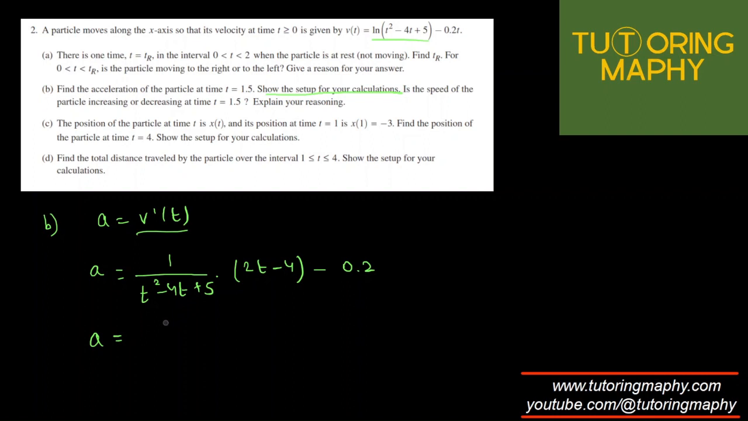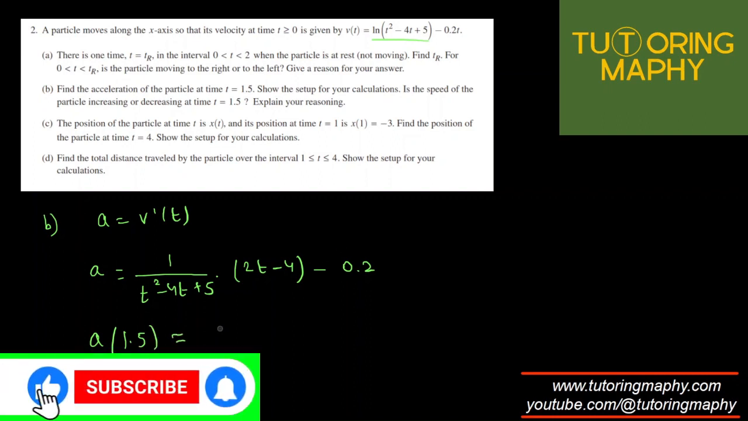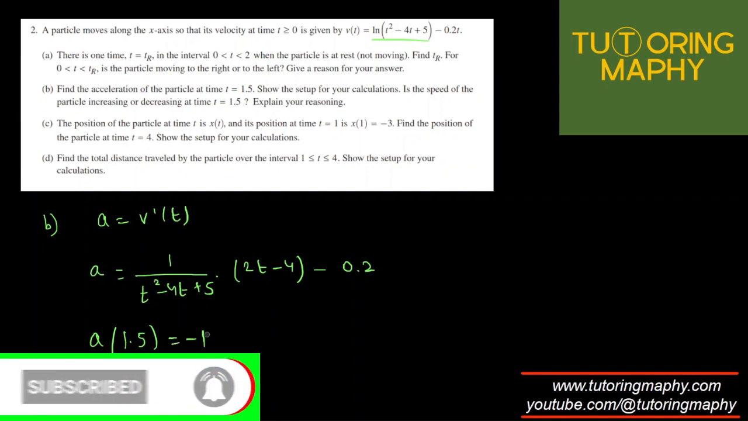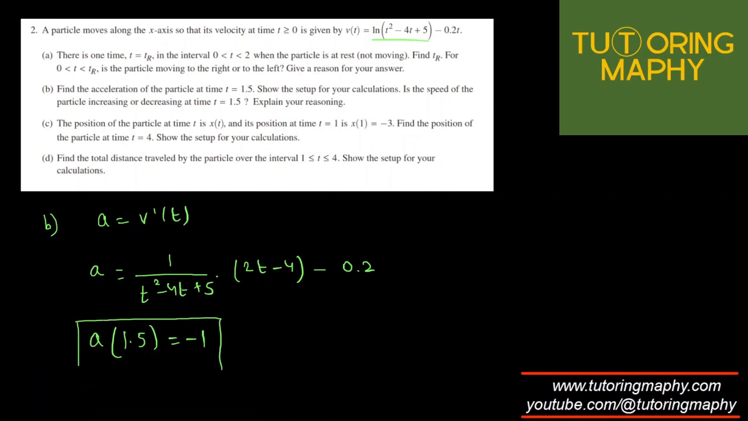This is where we plug in the value of t as 1.5. So let me just plug that in. If we do that, the exact number I'm getting is -1. Do we have units, by the way? I don't think so. They haven't mentioned units, so we'll just leave our answer here.